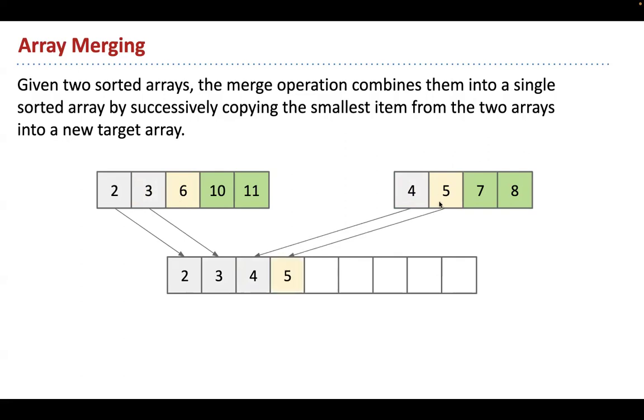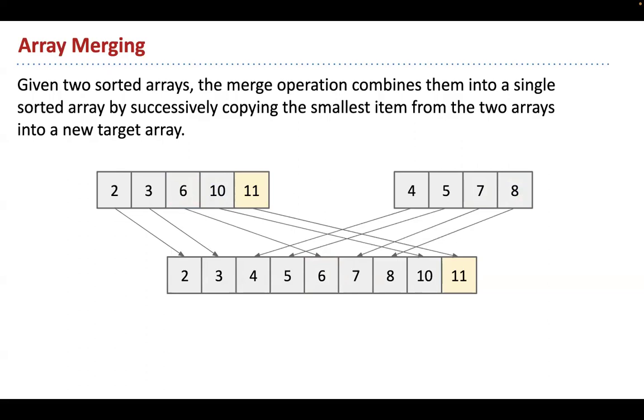And hopefully you're getting the hang of it. So next, 6 and 7, I'll copy the 6. Okay, good. 10 and 7, I'll copy the 7. Good. 8 and 10, I'll copy the 8. And at this point, I have run out of items to copy on the right array. All the items on the right are done. So all I have to do is go to my left array and copy all the remaining items one by one until I'm done. So that's my merging process. I took 2 sorted arrays and I created one larger array.